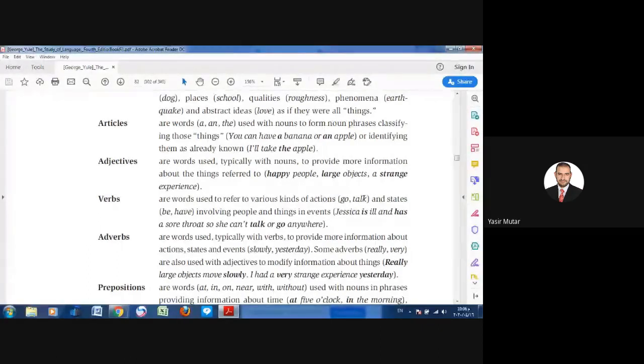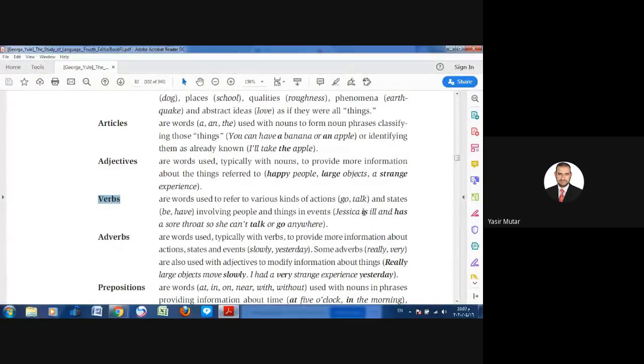Go and talk, and states, be and have, involving people and things in events. Okay, and here we have an example. They are words used to refer to various kinds of action. So I refer, when I have an action and I want to describe this action, I use verbs.